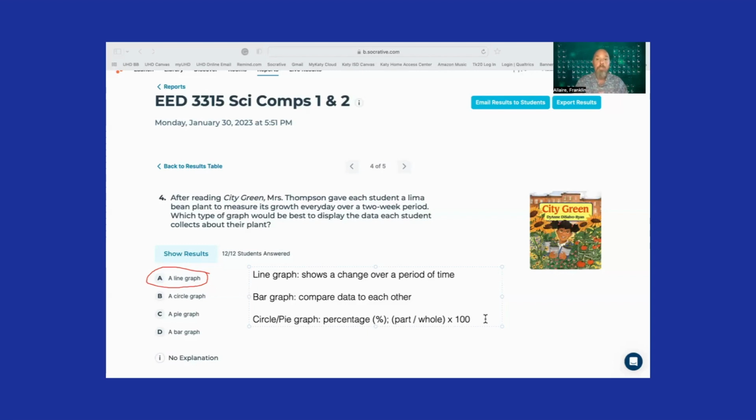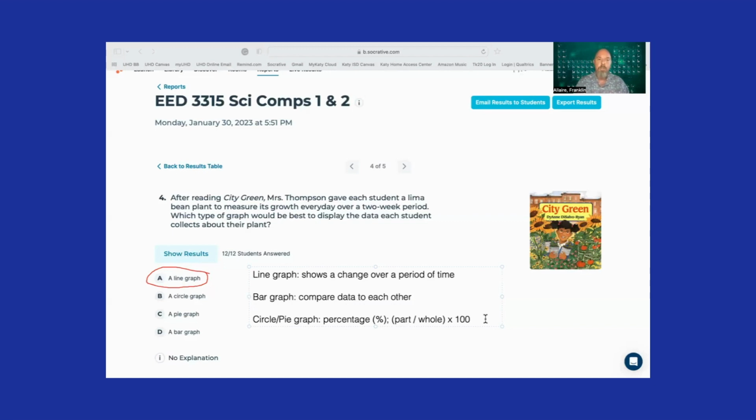So, if I was looking to see, for instance, what's the percentage of students that got A's, B's, C's, D's, or F's on a particular test or a project, or at the end of a grading period or semester, I could use a circle or a pie graph to show the percentage. You'll see this in a lot of cases, especially when you're looking at demographics, for instance, of a school or a district or something like that.